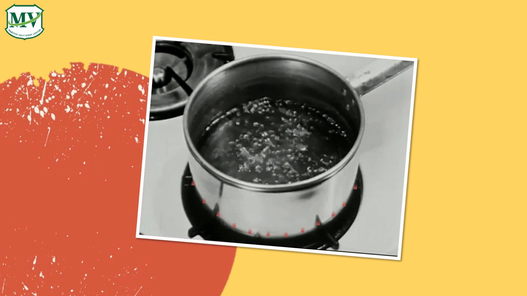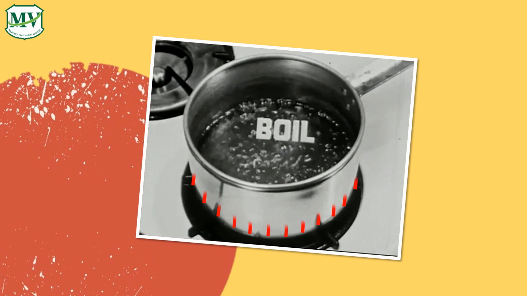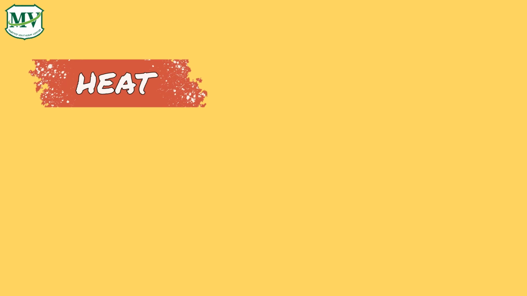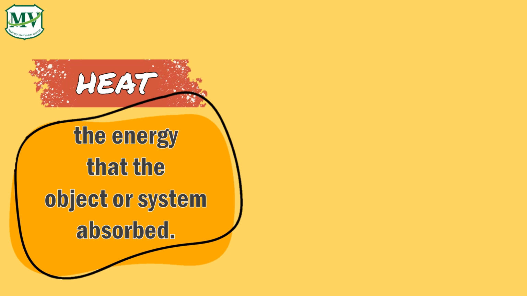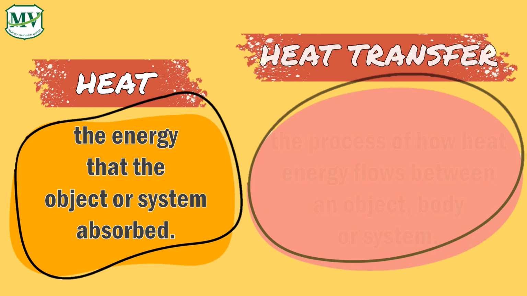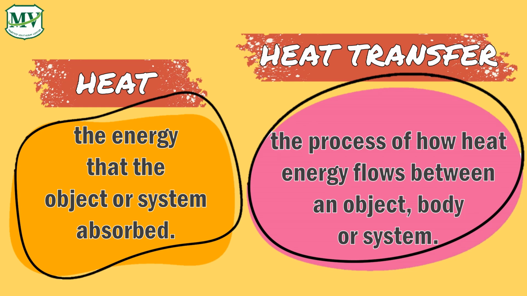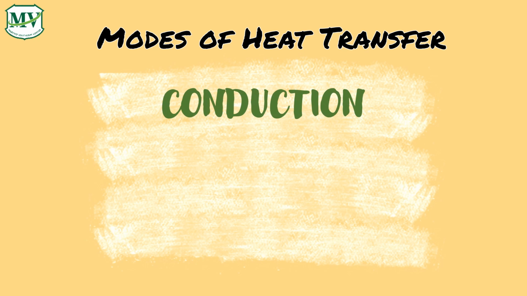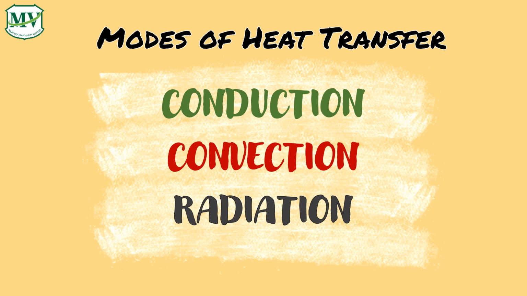Therefore, the energy that flows and causes the pot to become hotter and the water to boil is the heat. In other words, heat refers to the energy that the object or system absorbed, whereas heat transfer is the process of how heat energy flows between an object, body, or system. Heat transfer occurs in different ways, such as by conduction, convection, and radiation. Let's take a look at this one by one.